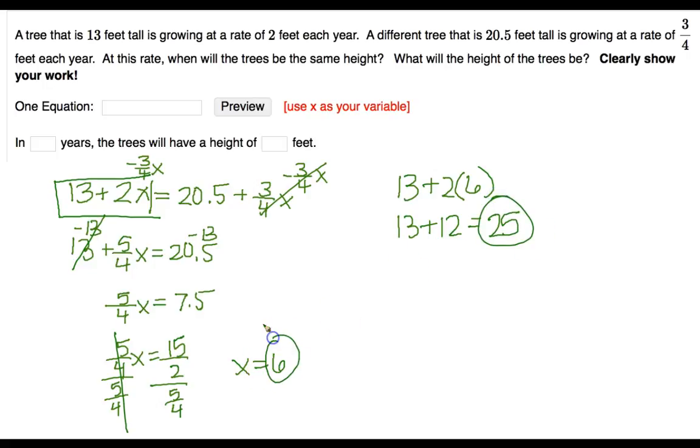So here are the different answers. The first equation is going to be 13 plus 2x equals 20.5 plus 3/4 x. And then for how many years will it take? It's going to take 6 years. And how tall will this tree be? After plugging it in, I figured out it's going to be 25 feet tall.